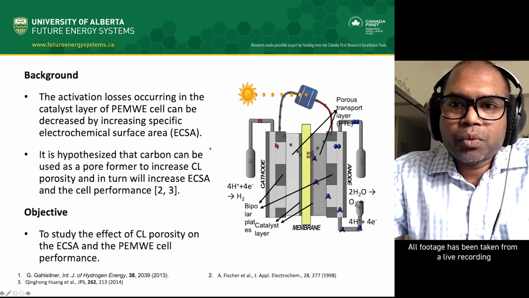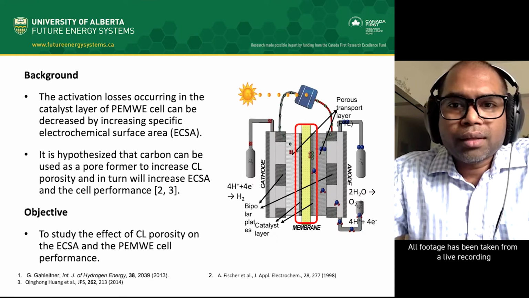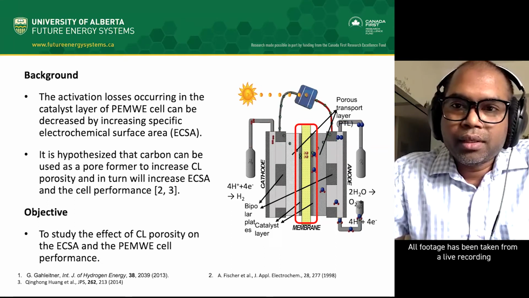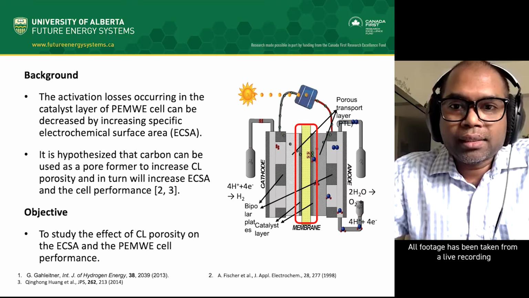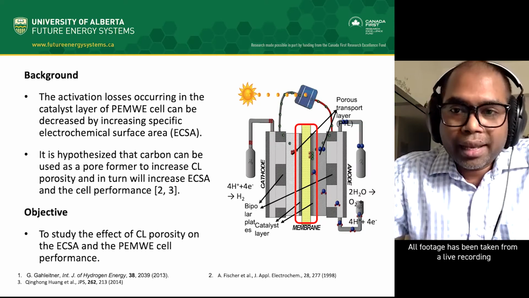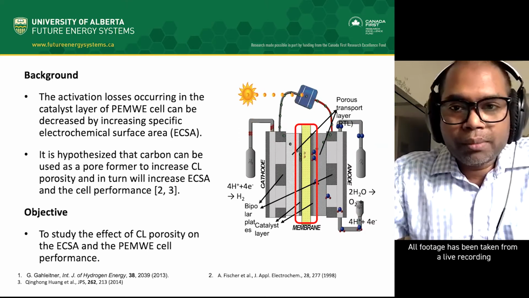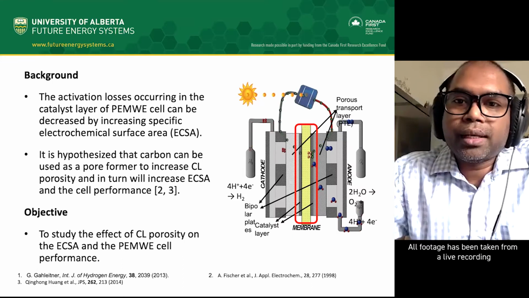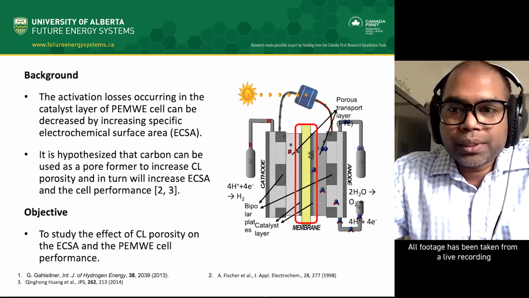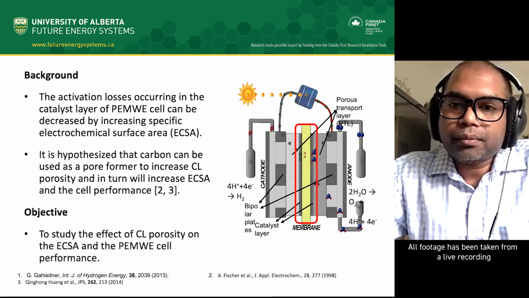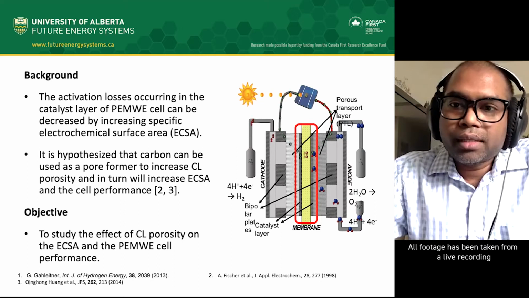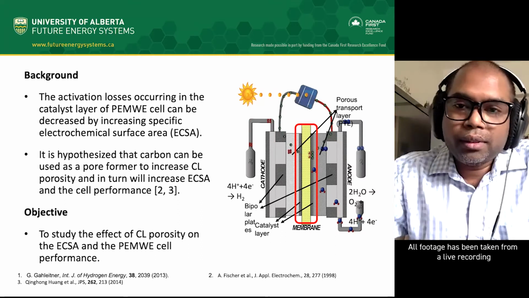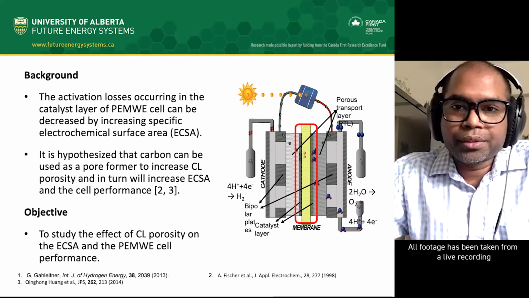A simple schematic of the PEM water electrolyzer is shown in the figure. The heart of the PEM water electrolyzer is the membrane electrode assembly, where all the reactions take place. The activation losses occurring in the catalyst layer can be decreased by increasing the specific electrochemical surface area of the catalyst layer. It is hypothesized that carbon can be used as a pore former to increase catalyst layer porosity, and in turn increase ECSA and the cell performance. Hence, the objective of this presentation is to study the effect of catalyst layer porosity on the electrochemical surface area and the cell performance.